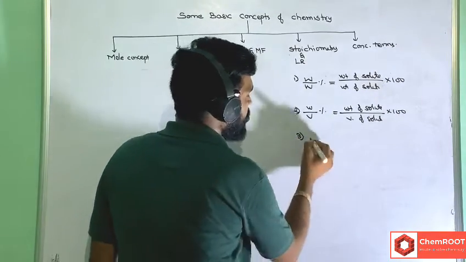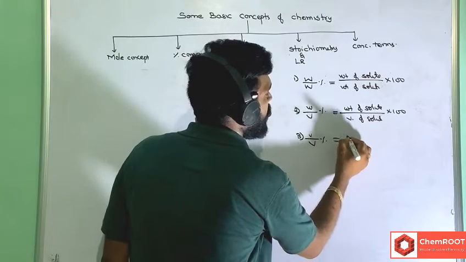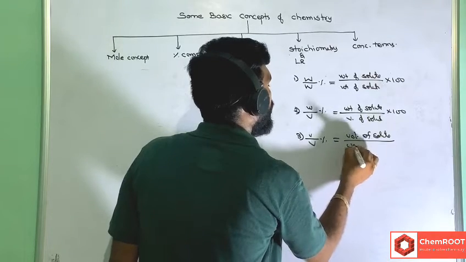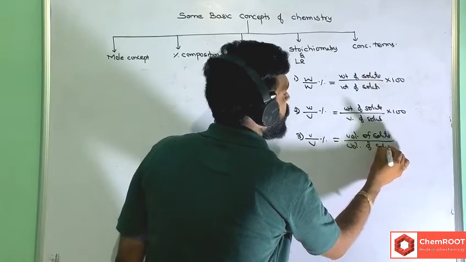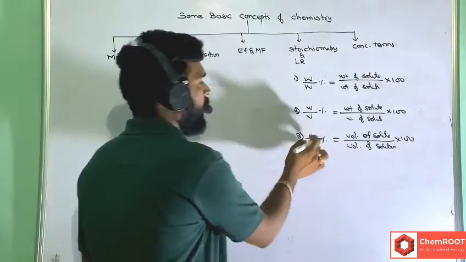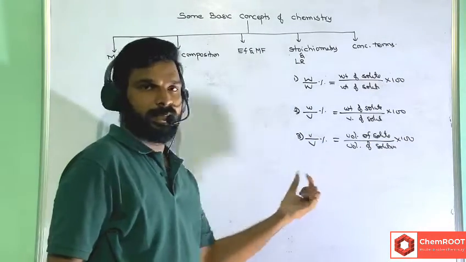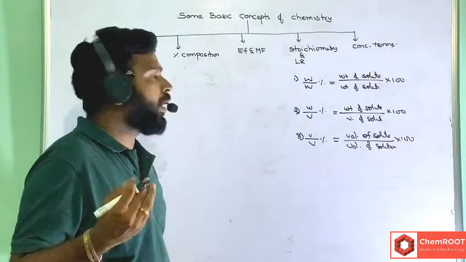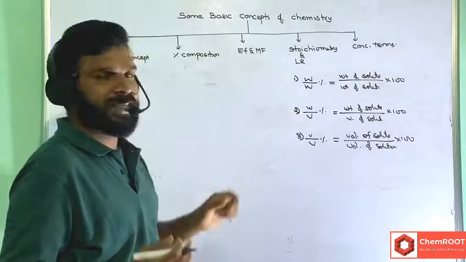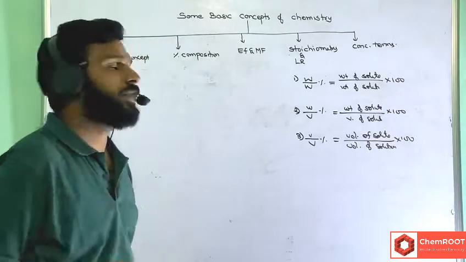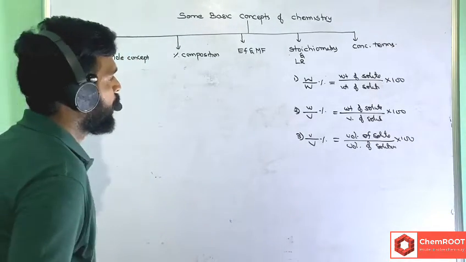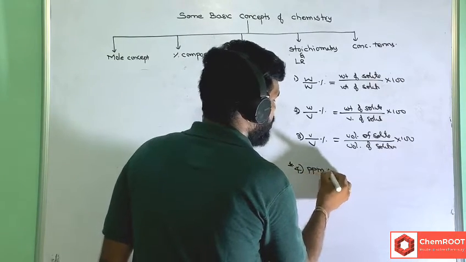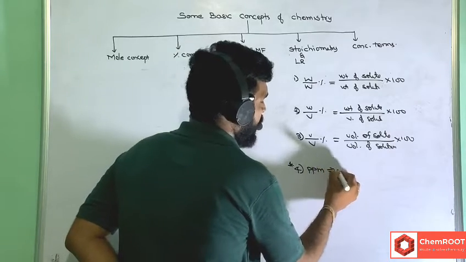And the third one is volume by volume percentage: volume of solute by volume of solution into 100. This is generally used in the case of perfumes. Okay, 99% alcohol means 1% perfume will be there. It may be aldehyde or any substance. Weight by volume, they will use in the case of suspensions. Weight by weight, they will use in the case of impure substances. Okay. And also an important one, ppm, parts per million. So how can we find the number of ppm?